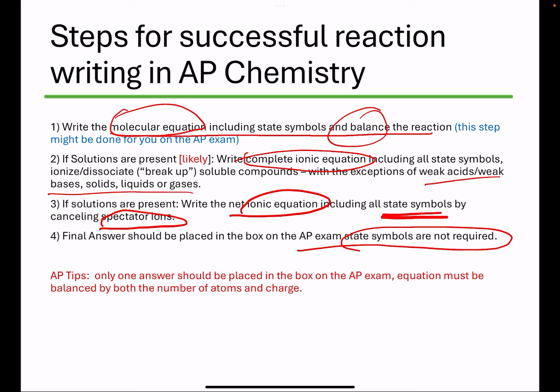Okay, so although it's not required for the AP exam, I do want, as best practice, for you to do it. It's gonna help guide you in writing an equation. So just the best practice.